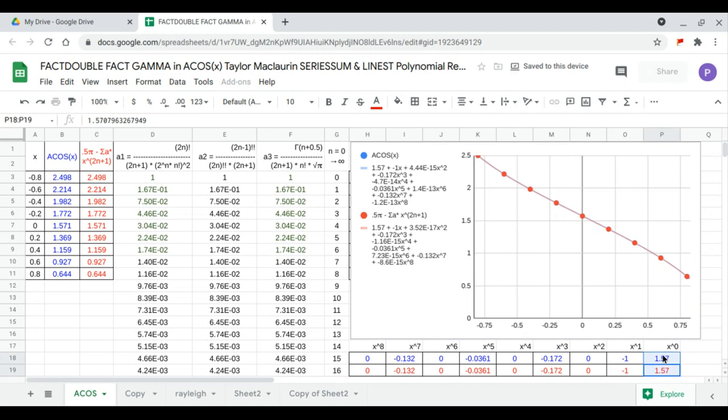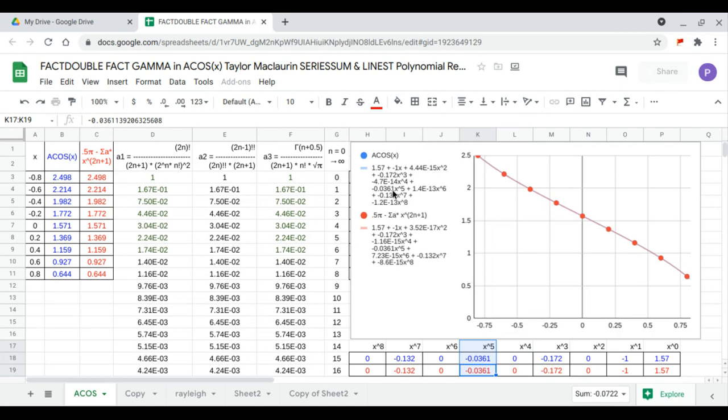We'll check the coefficients. Coefficient of x to the 0, 1.57. Coefficient of x, negative 1. Coefficient of x squared, 0. This is 4.44 times 10 to the minus 15, minus 17. X cubed, negative 0.172. X to the fourth, 0, because this is 4.4 times 10 to the minus 14. That's already 0. 1.16 times 10 to the minus 15. That's already 0.